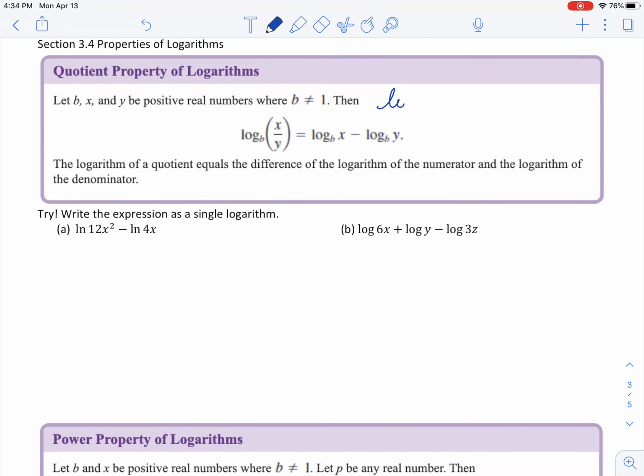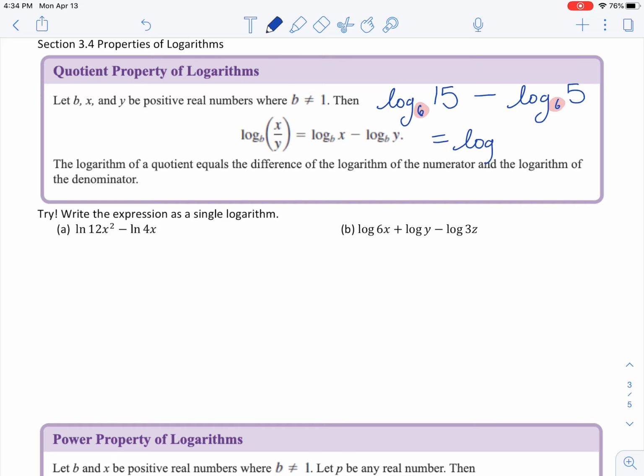What if you have log base 6, just random, log base 6 of 15 minus log base 6 of, let's say, 5. Let's combine these two, okay? First of all, you check and see if they have the common base. Both of their bases are 6.